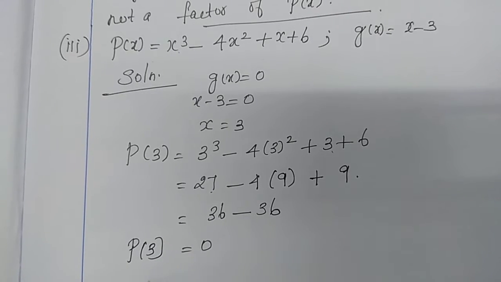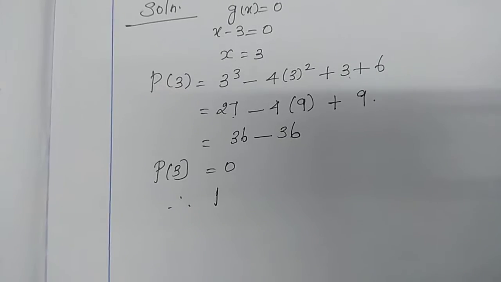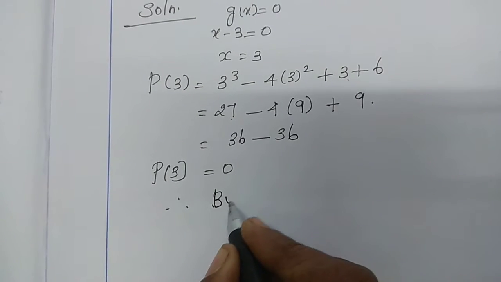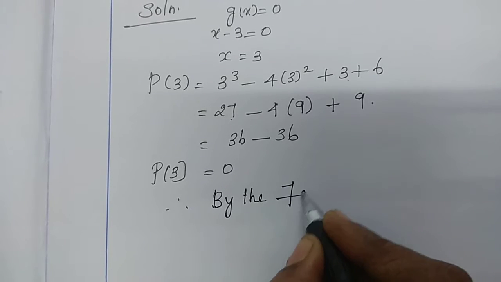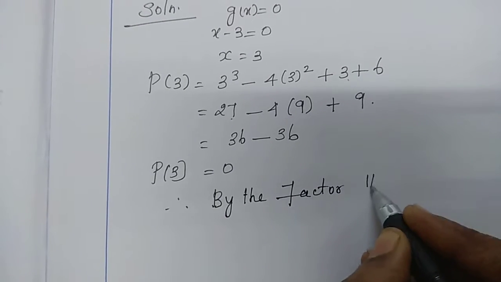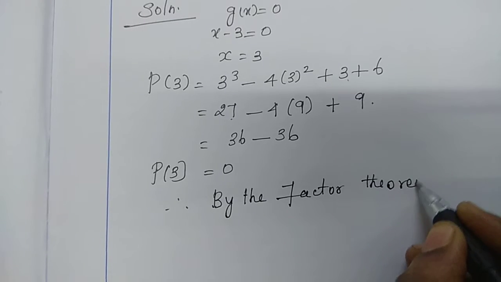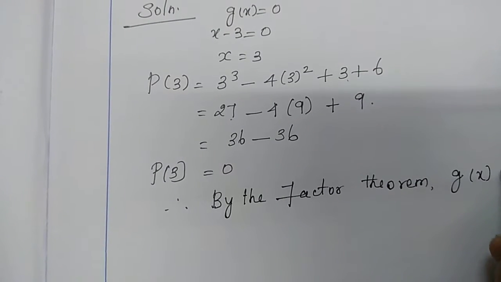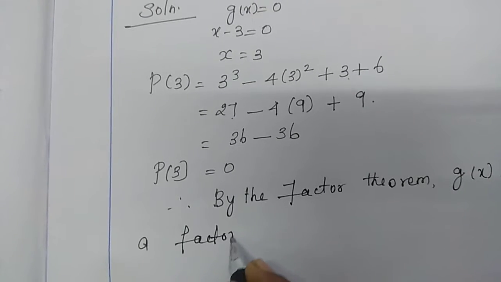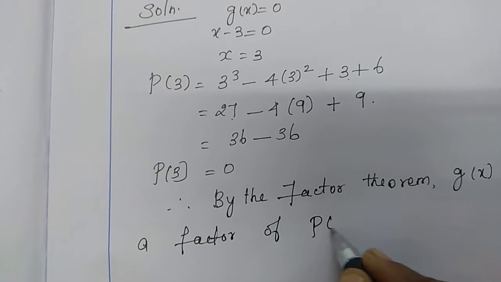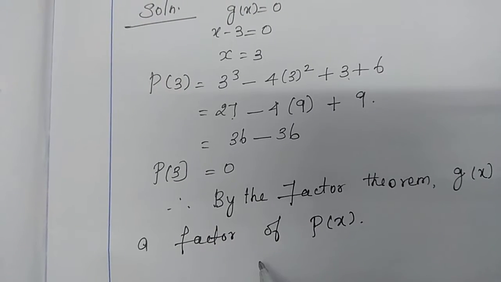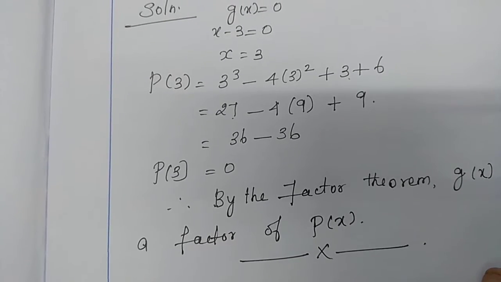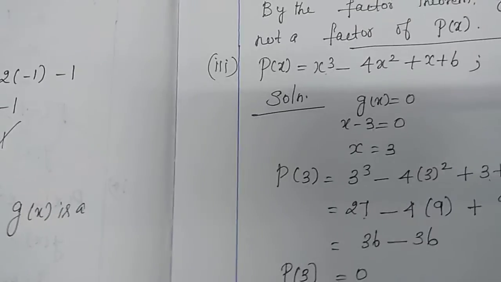P of 3 equal to 0. Therefore, by the factor theorem, g of x is a factor of the given polynomial p of x. So division number 3 also complete. Therefore, question number 2 over.